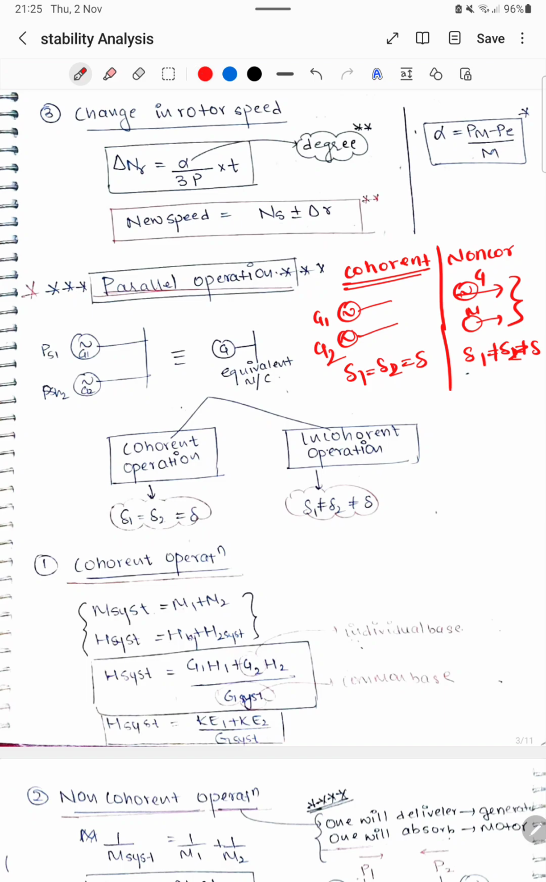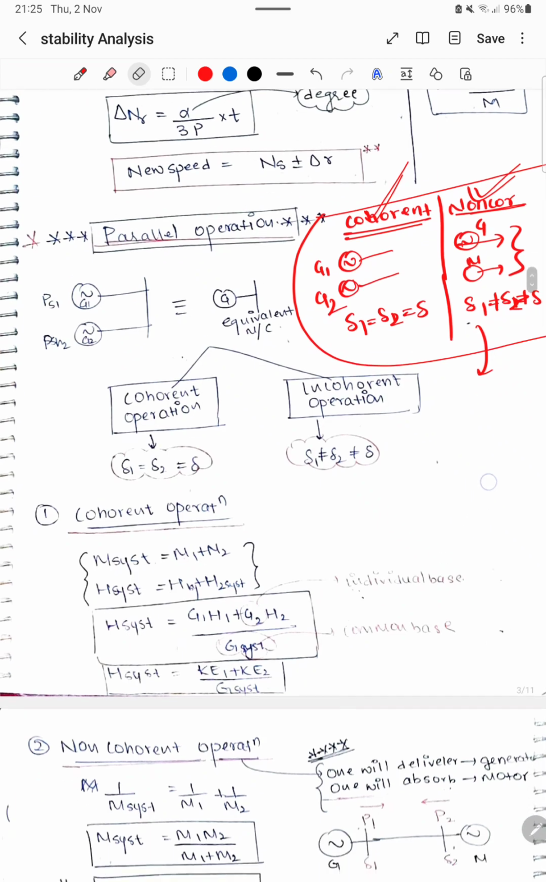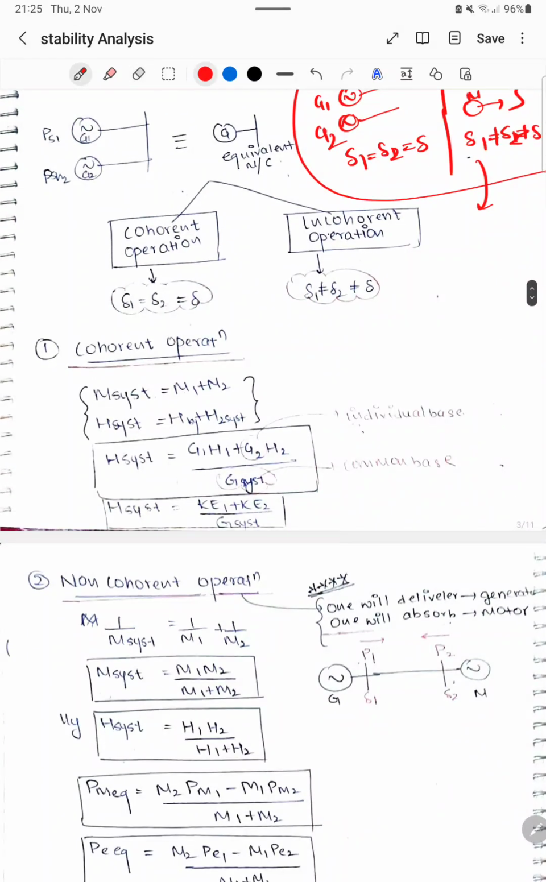So these points are to be taken care of, that coherent means two generators work in parallel. Whenever in question you see a parallel operation of generator and motor, in that case you got to take all the formulas corresponding to non-coherent operation. In question, if you see two generators working parallel, then you will be taking the formulas which belong to coherent operation. Okay. So in coherent operation, M of system is nothing but M1 plus M2, H of system is nothing but H1 plus H2.